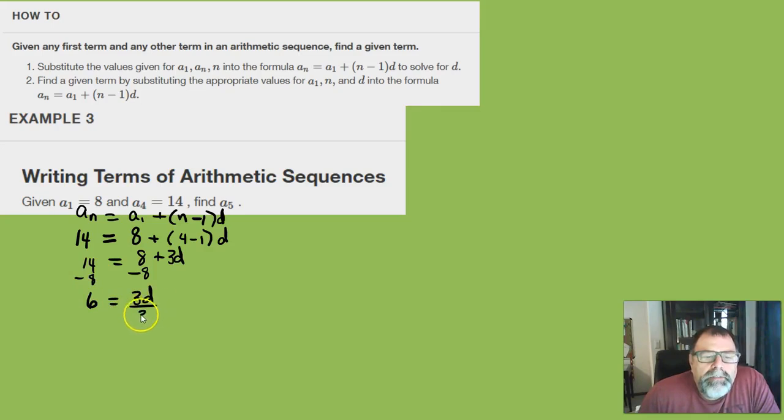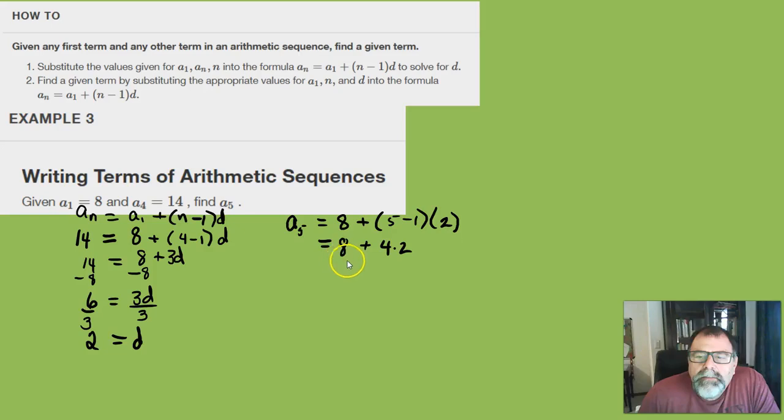So you can see d is 2 when you solve it for d. So now that you know d is 2, to do A5 you can plug it in this formula, or I could just add 2 to A sub 4 to get 15. So A sub 5 is 8 plus 5 minus 1 times d. d is 2. So 8 plus 4 times 2, which is 8. 8 plus 8 is 16.